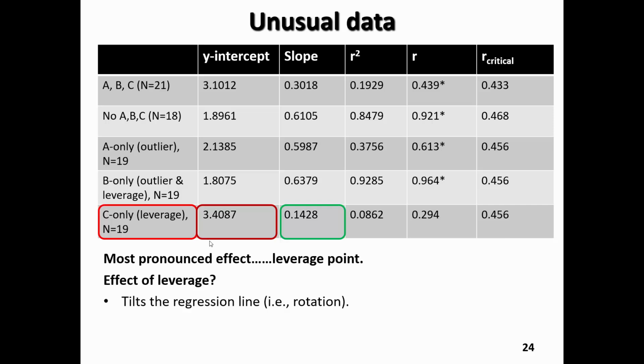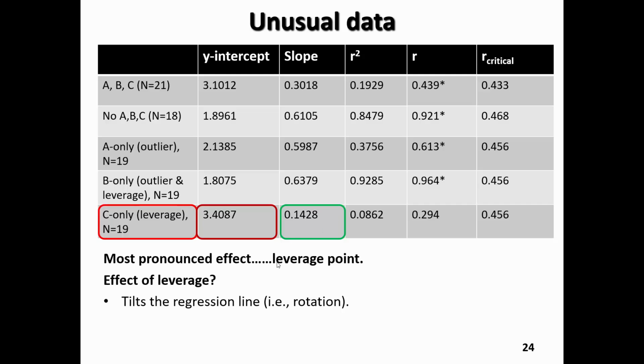The other notable feature here is the slope. The very low predictability here of 8.62% on the R-squared value is reflected in the lowest slope. With a slope of 0.1428, this is approaching a horizontal line of best fit, as opposed to the other slopes, which are quite a bit different than 0.1428. It's only when A, B, and C all were included that we have a fairly low slope, but not nearly as low as when we had that leverage point.